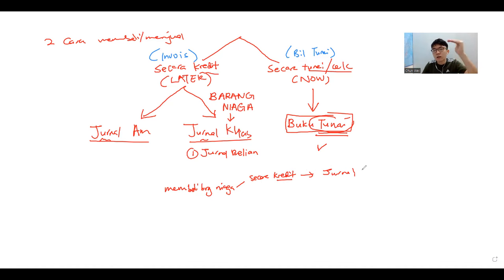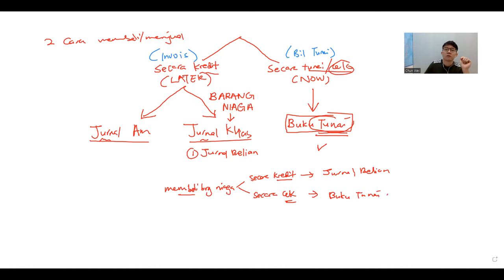And more specifically, dalam jurnal khas ada banyak. Ada jurnal belian, jurnal jualan, jurnal pulangan belian, pulangan jualan, and so on. So this one beli, therefore this is jurnal belian. But if someone says beli barang niaga secara cek, because this is secara cek, I don't care what they beli or jual or whatever it is. When it's secara cek, keyword cek, terus bagi buku tunai.